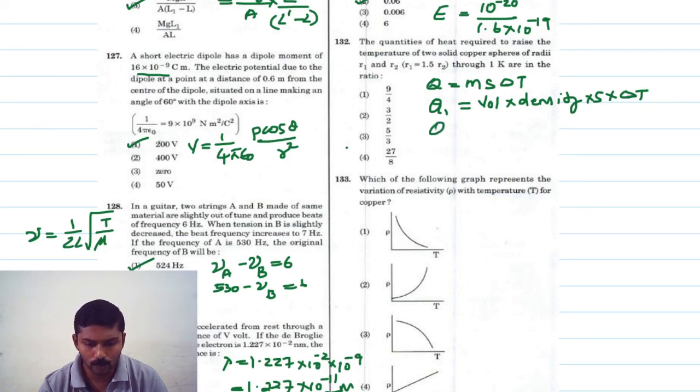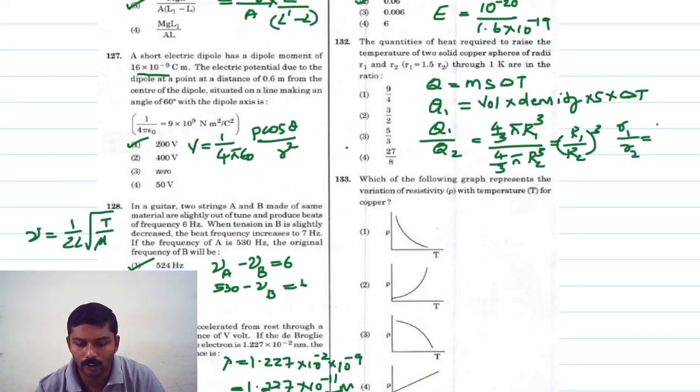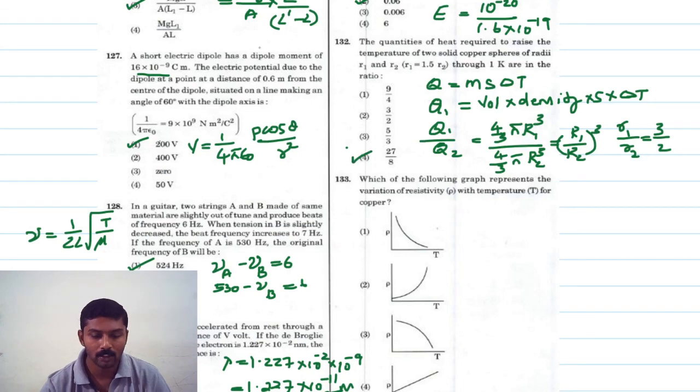What's the equation? Q1 divided by Q2 is equal to the volume, 4 by 3 pi r1 cube, divided by 4 by 3 pi r2 cube. So that is r1 divided by r2, the whole cube. R1 by R2 is already given as 3 by 2, because R1 divided by R2 is 1.5, which is 3 by 2. Substitute that value and cube it. You will get 27 divided by 8, which is the fourth option.